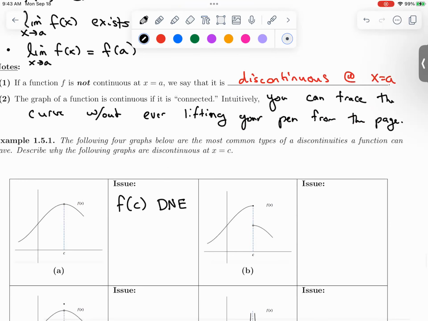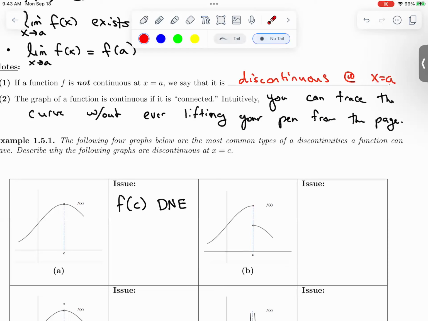This one here also is discontinuous, because if you were to trace it with your curve, you'd have to stop here, lift your pen off the page, then drop it down and go over. What issue is being broken here? The limit does not exist. The function exists, right? There's a solid dot right at the top here, but the limit does not exist.